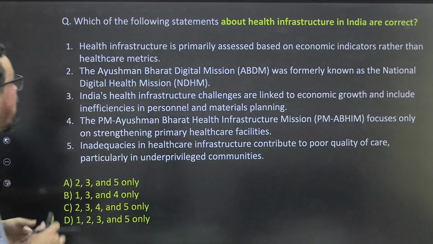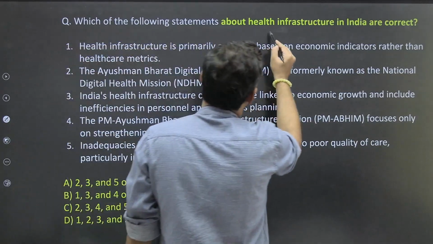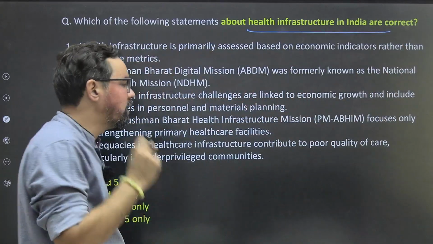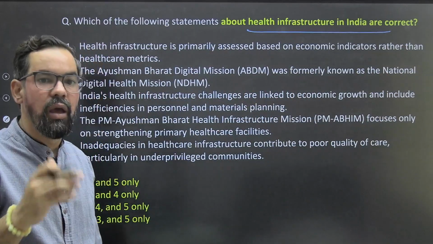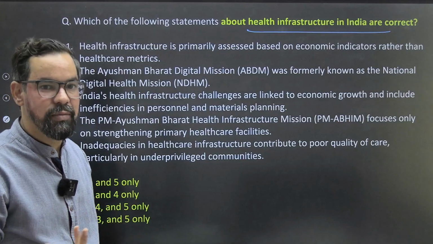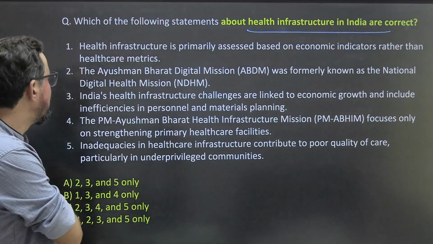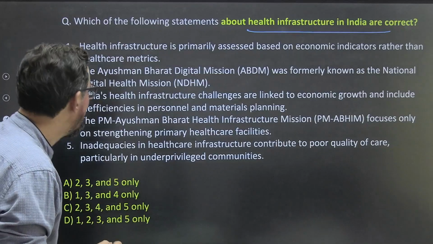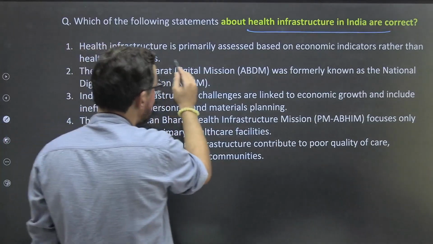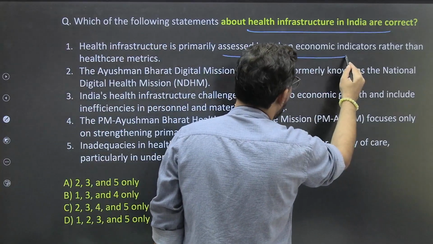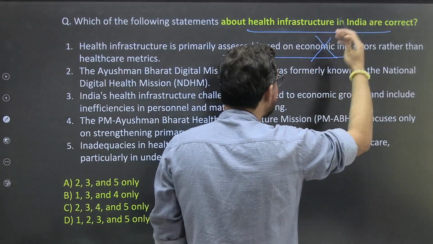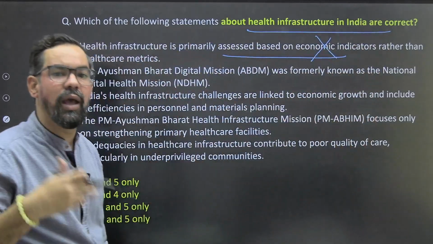Next one. Which of the following statements about health infrastructure in India are correct? Okay? So health infrastructure, which includes Ayushman Bharat and all these kinds of key initiatives. So the national health plan generally comes under this. Health infrastructure is primarily assessed based on economic indicators? No, it is not assessed based on economic indicators. It is generally assessed based on health metrics.